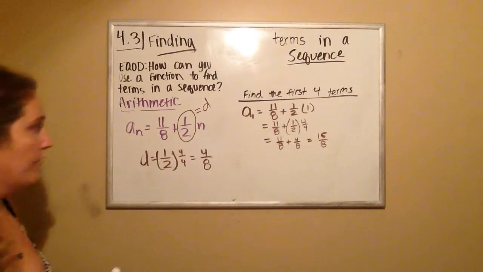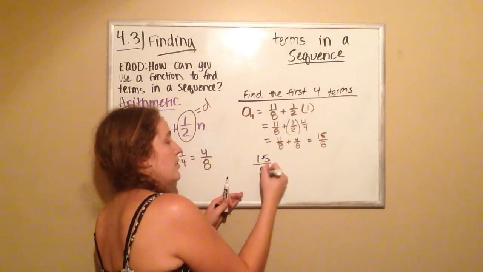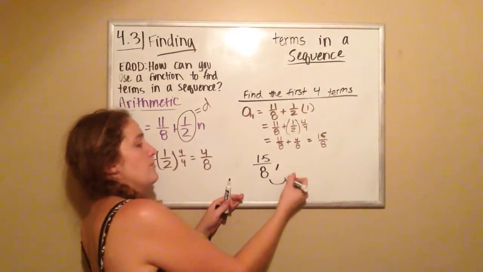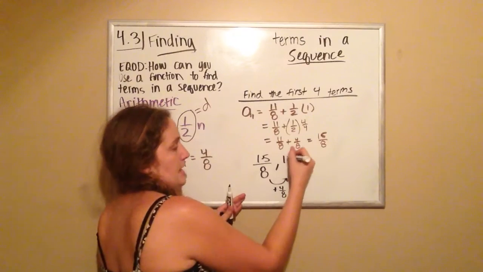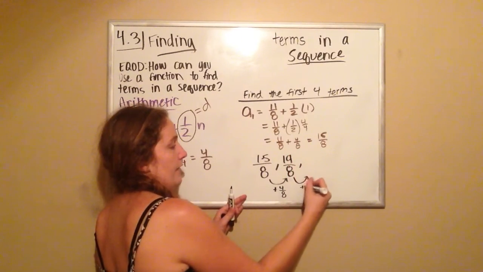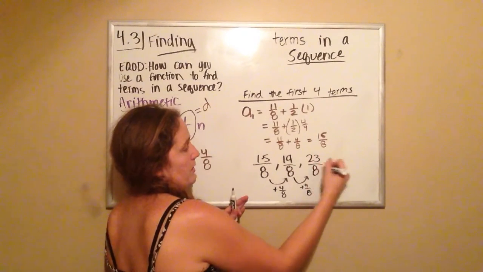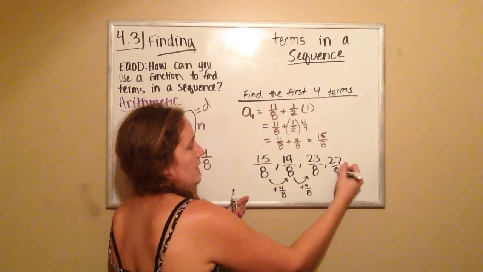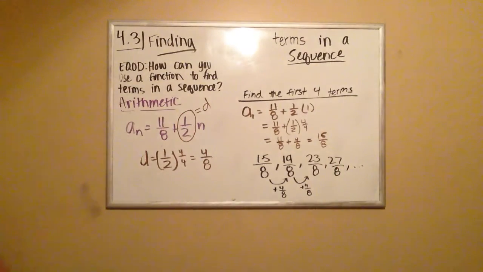So when we're looking for our first 4 terms, we know our first term is 15/8. Our second term means we need to add 4/8. So we get 19/8. Our next one we need to add 4/8. So we get 23/8 and 27/8 and so on. Alright, we got our sequence.